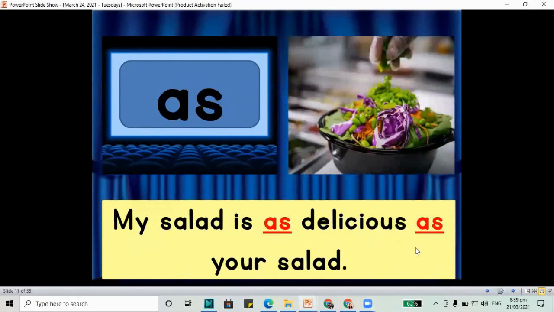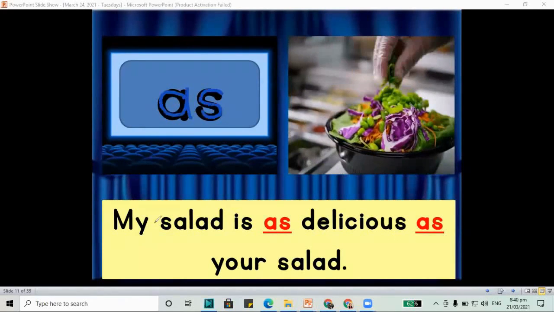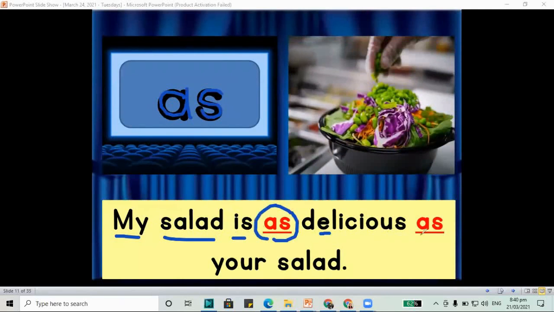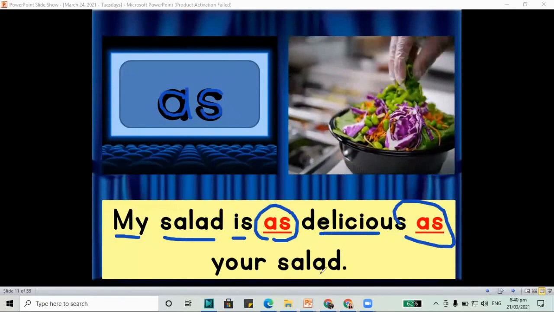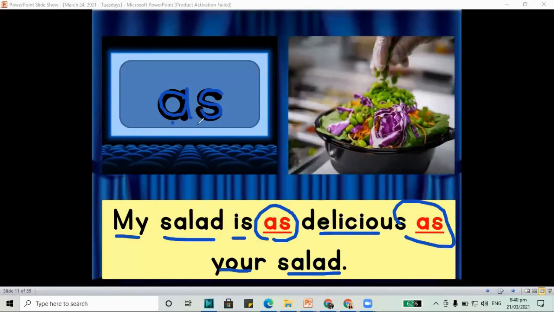And this one, we have the word as. A and S makes the word as. My salad is as delicious as your salad. We have the word as. A and S makes the word as.